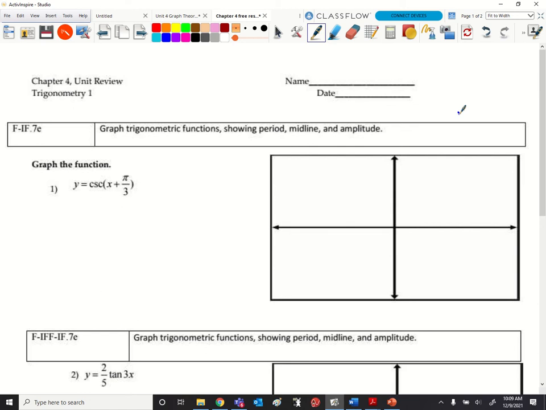Step 1 is 1. Step 2, the period, is going to be 2 pi over b. What's my b value here? B value is just 1, right?